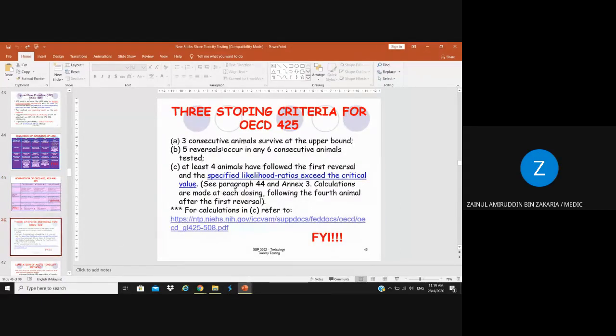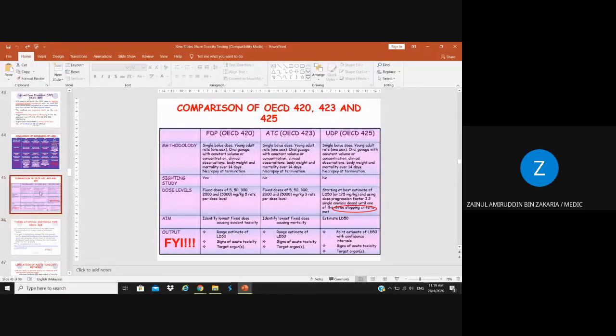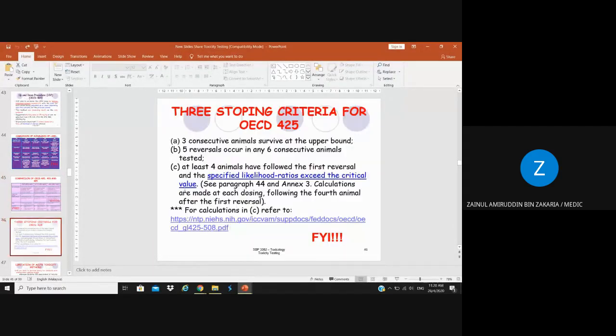Okay, this is just for your information for OECD 4 to 5. There are three stopping criteria. What is stopping criteria? If you look at slide number 45, I have circled it. So you stop the experiment if the three stopping criteria are met.